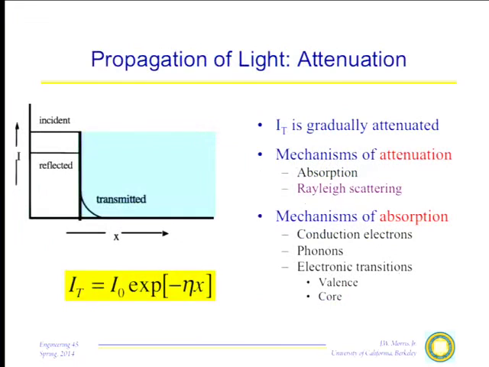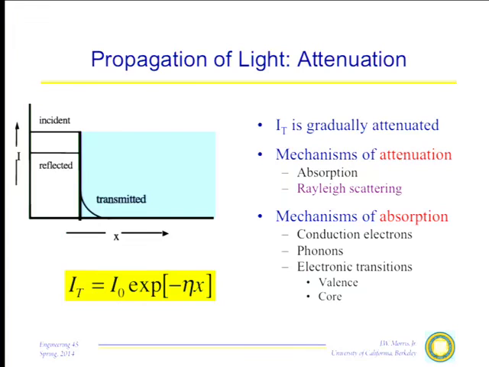Attenuation. In any real material, the transmitted beam of light is gradually attenuated. It gradually loses its intensity as it's transmitted into the material. The simple equation that governs that, and it works pretty well, is that the attenuation is exponential, and the attenuation coefficient is eta. So the intensity of the light beam is just the original intensity times e to the minus eta x, and it drops off exponentially as you go into the material.